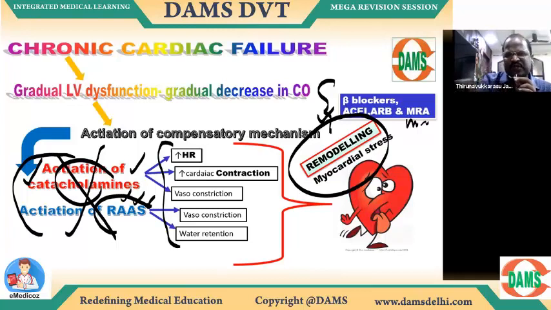Here, very interesting question. Look here. We have one drug called spironolactone, that's a mineralocorticoid receptor antagonist. That's a potassium sparing diuretic. That diuretic is going to prevent remodeling. That means a disease modifying diuretic.